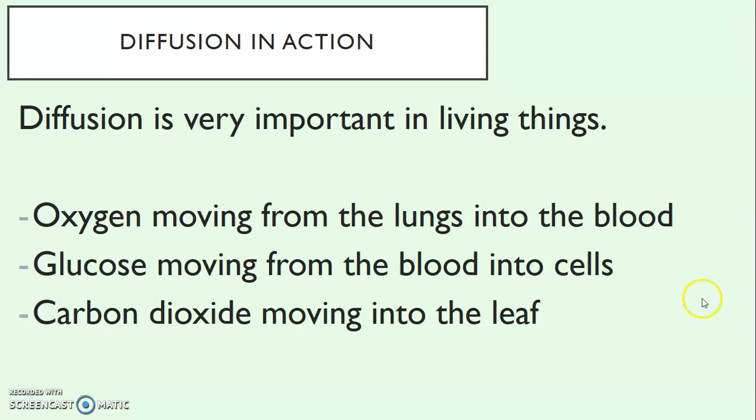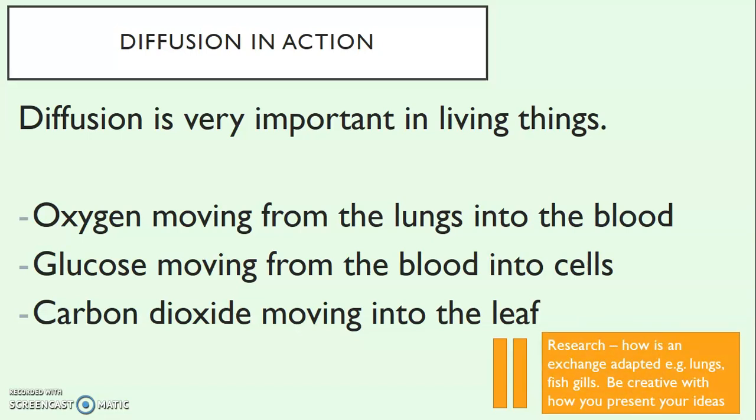Now, all of the exchange surfaces are going to be adapted. They're going to have special features which help them to carry this out. What I would like you to do is pause, take a good 20-30 minutes to do this. I'd like you to research how an exchange surface, so for example, the lungs, but you could also have in the leaf, fish gills, how are they adapted for exchange? Be really creative with how you present your ideas. And if you can send your ideas into your biology teacher, we would absolutely love to see them.